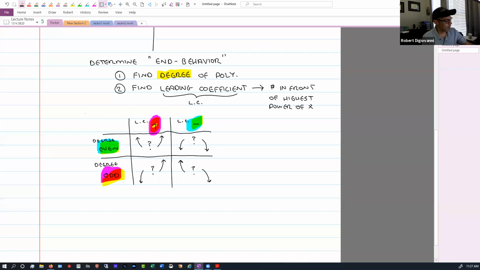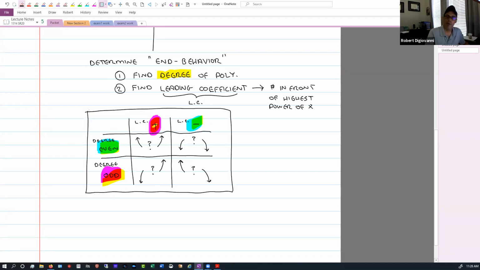So this table right here, I will provide you on a test. You don't have to memorize that, okay? So all polynomials, every single polynomial out there, when you graph it, it's going to be one of these four things happening. Either both sides go up, both sides go down, one side goes up, or the other way around, okay? So it's kind of like this weird dance, I guess.